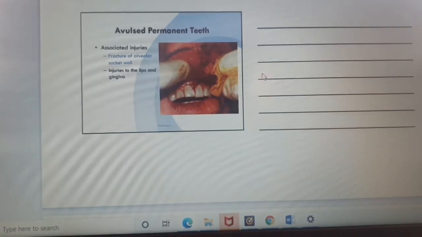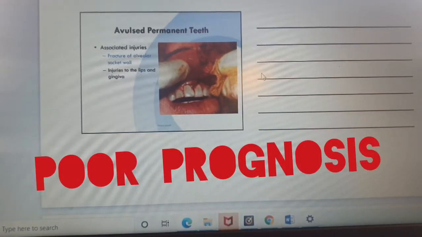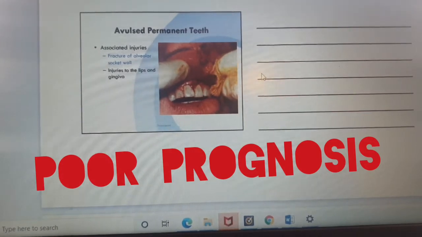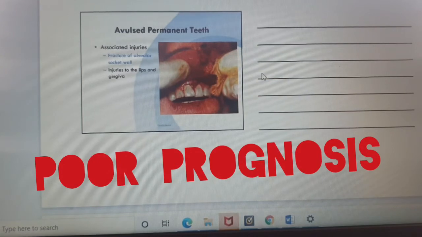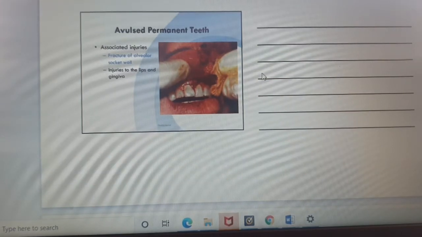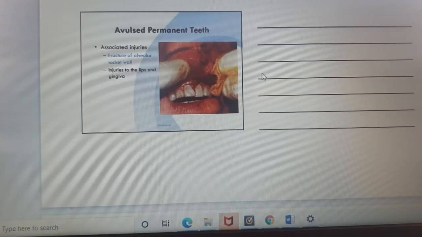So an avulsed tooth, basically, ladies and gentlemen, is a tooth that has totally dislodged from the socket and can result in hypoxia and necrosis of the pulp of the tooth. It has associated injuries such as the fracture of the alveolar socket wall, as well as injuries to the lips and the gingiva.